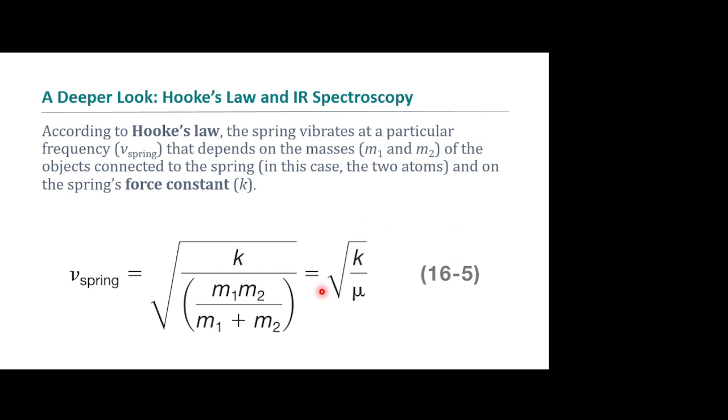Anyways, so right here we have the collapsed-down formula. This right here is called the reduced mass. Note that it's M1 times M2 over M1 plus M2.